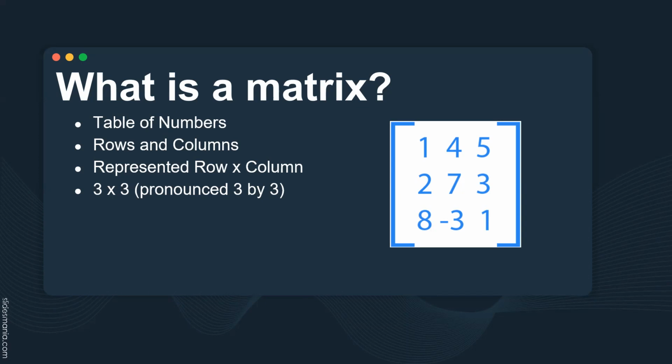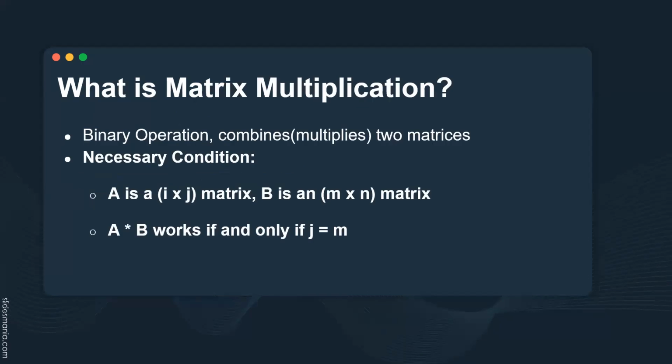What is matrix multiplication? It's a binary operation that combines two matrices together. That's where we get binary from. So essentially, you multiply two matrices together in a certain way. And the necessary condition for this to work is that the number of columns in the first matrix must be equal to the number of rows in the second matrix.